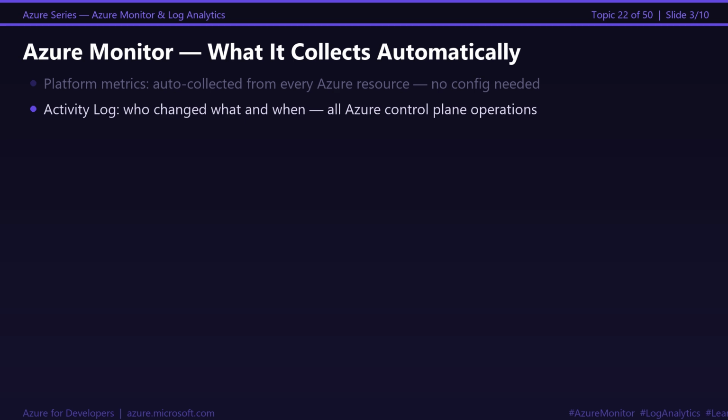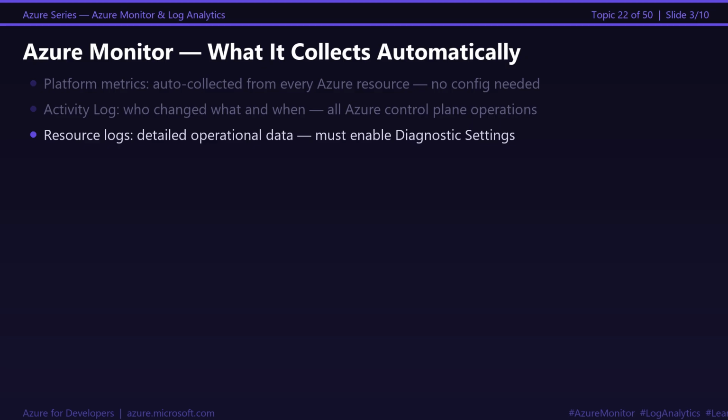But here is the part most teams miss. Resource logs, the detailed operational data, are not on by default. You need to enable diagnostic settings for each resource. Go to your resource, click Diagnostic Settings, choose where to send the logs. Send them to a Log Analytics workspace. That is where the real investigation happens.